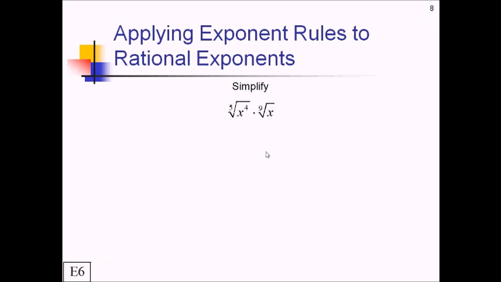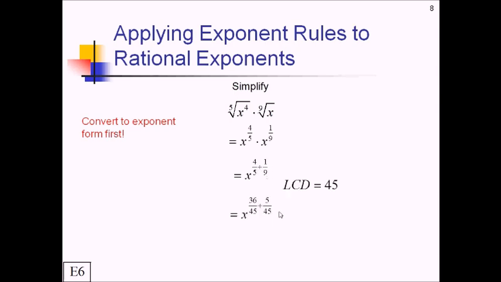We'll do one more problem here. Pause the video and see if you can figure out how to do this one. Hopefully you tried converting this to fractional exponent form before combining anything. So we've got x to the 4/5, and this next one will be x to the 1/9. We need an LCD if we're going to add these together. LCD for this one is going to be 45. So that's going to be 36 over 45 plus 5 over 45. So we've got 41 over 45. And we can't go any better than that.